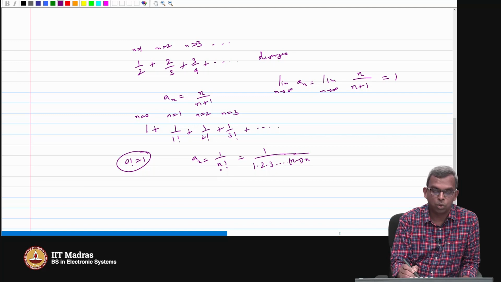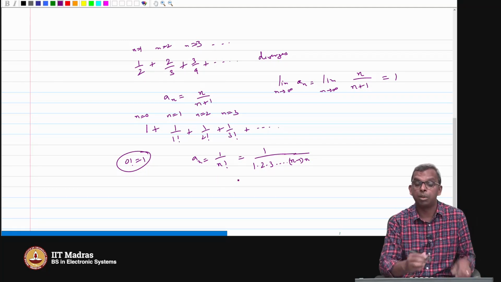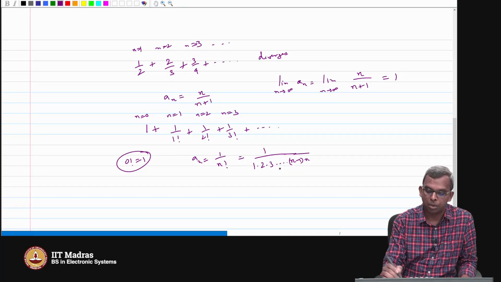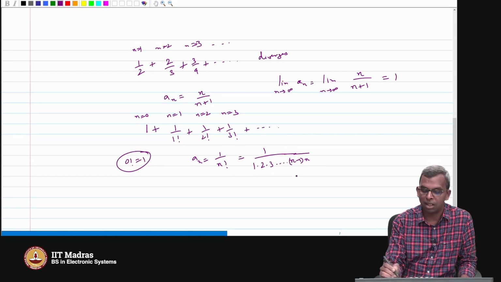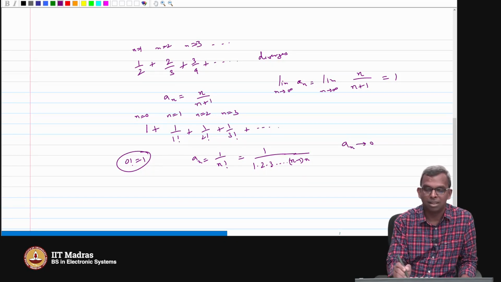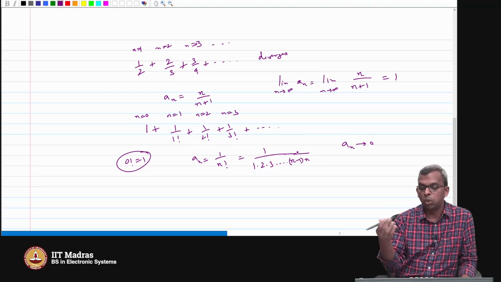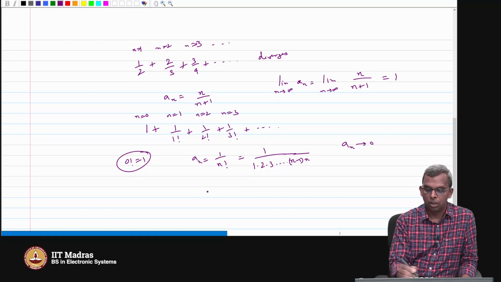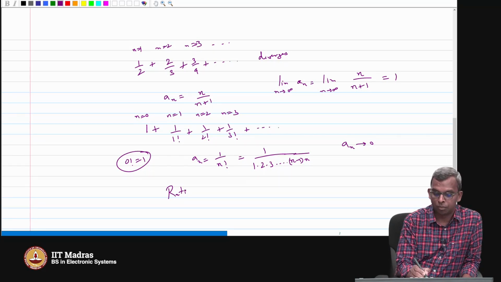2 factorial is just 2. 3 factorial is 6. 4 factorial is 24. 5 factorial is 120. It just blows up very quickly, right? Because we have so many values of n, n minus 1 and so on, it blows up. So clearly a_n tends to 0. There's nothing much, it is 1 by n factorial itself. So a_n will tend to 0 as n tends to infinity. So the first test alone is not going to work. So we can try the ratio test.